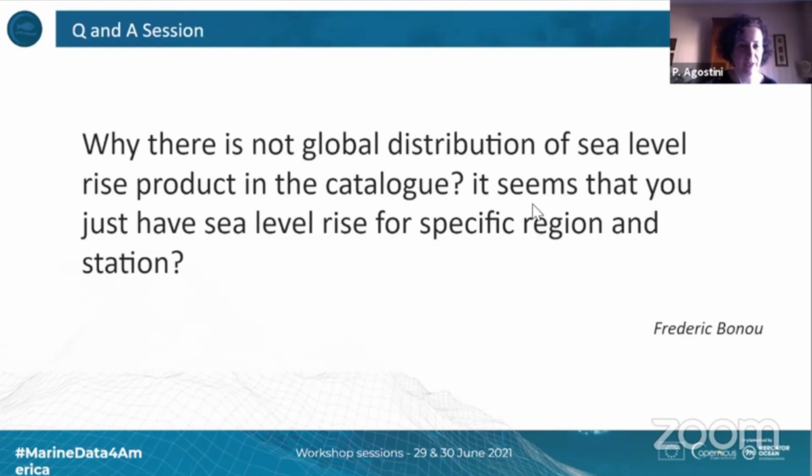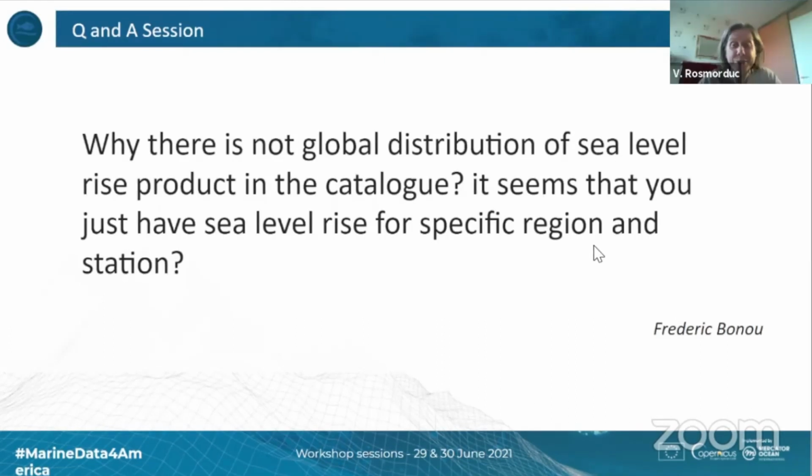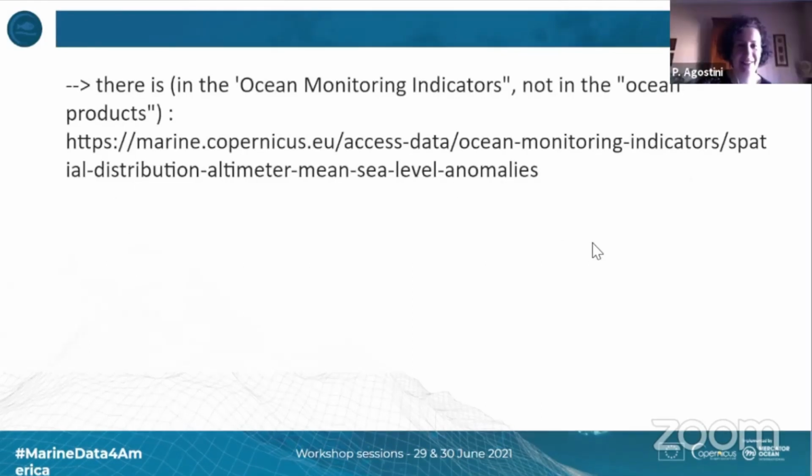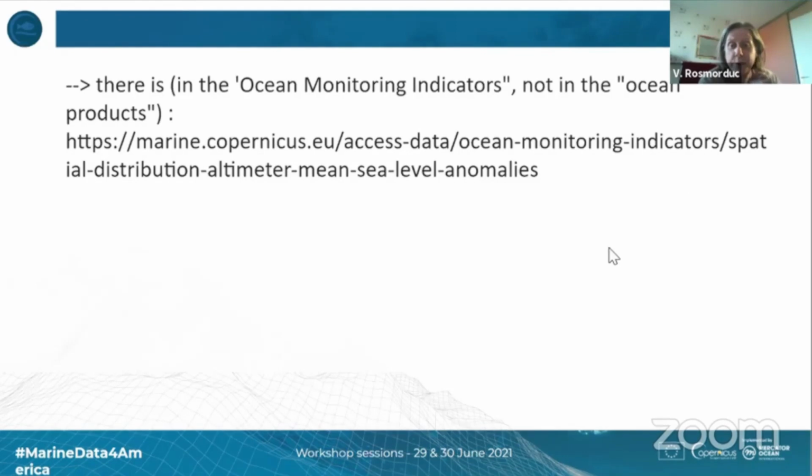Okay, so the next question is why there is no global distribution of sea level rise product in the catalog. It seems that you just have sea level rise from specific regions and stations. So no, we do have, next slide, please. Yeah. But they are not in the ocean products part of the catalog, but in the ocean monitoring indicators. You have satellite sea level rise, global sea level rise, and you've got the spatial distribution of these trends all over the oceans.